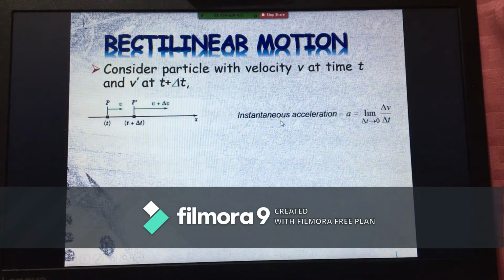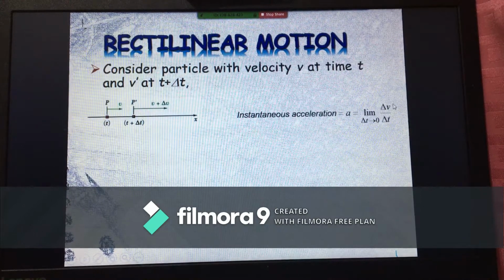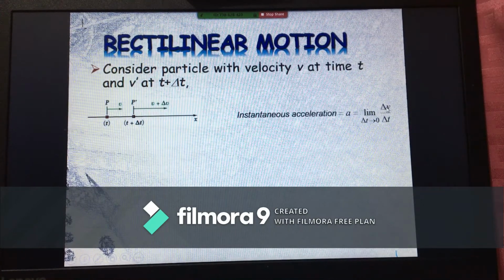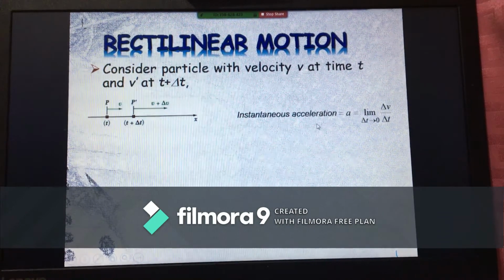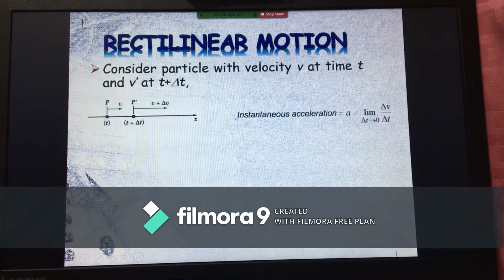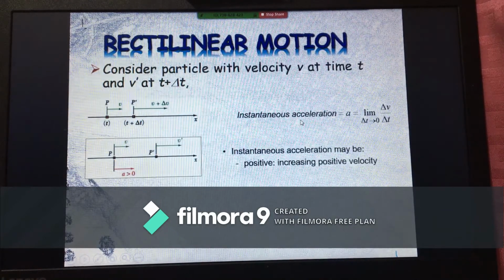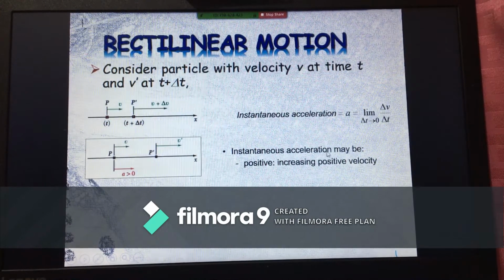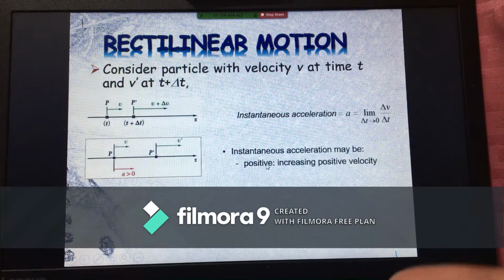Okay, so ito yung definition ng acceleration natin. That is the change of the velocity with respect to time. Instantaneous acceleration, meaning that is the acceleration at any time. Alright? Now, instantaneous acceleration may be positive. So, pwede siyang positive, pwedeng negative.